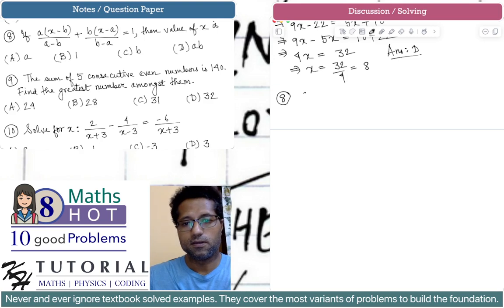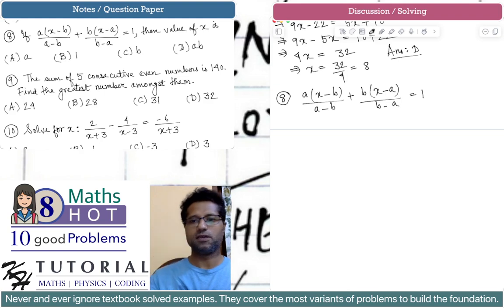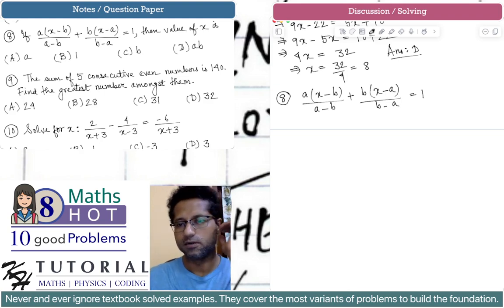So what is the equation? a multiplied by x minus b divided by a minus b, plus b multiplied by x minus a divided by b minus a, is equal to 1. We see that on the LHS, both the terms are rational terms where the variable occurs only in the numerator, and the denominators are constant, that is a minus b and b minus a.